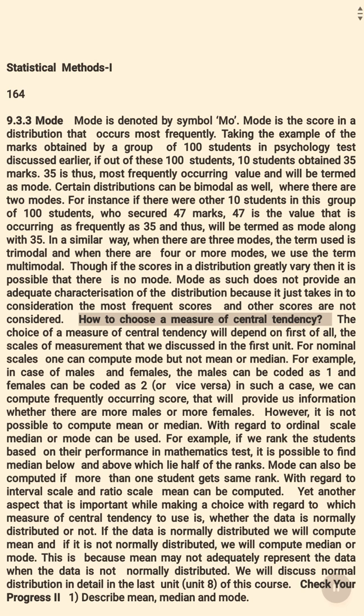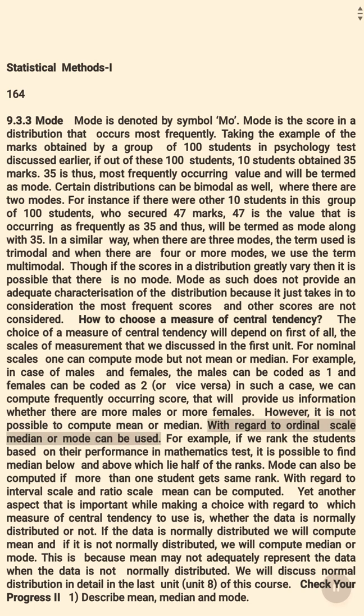How to choose a measure of central tendency? The choice of a measure of central tendency will depend on, first of all, the scales of measurement that we discussed in the first unit. For nominal scales, one can compute mode but not mean or median. For example, in case of males and females, the males can be coded as 1 and females can be coded as 2, or vice versa. In such a case, we can compute the frequently occurring score that will provide us information whether there are more males or more females. However, it is not possible to compute mean or median.